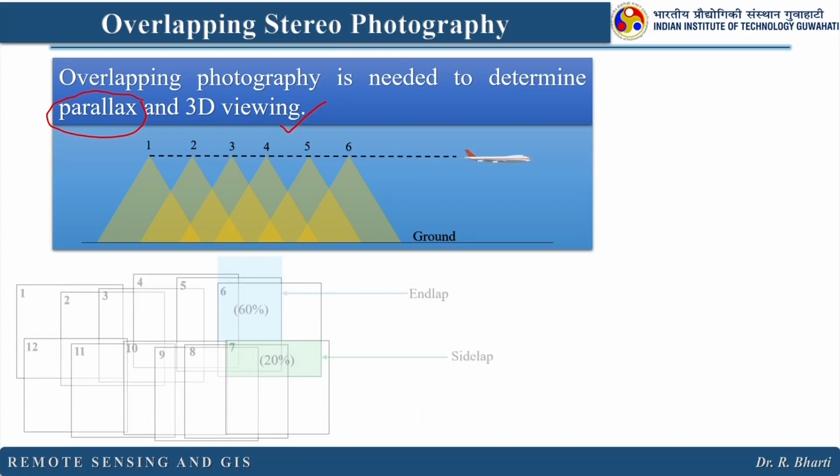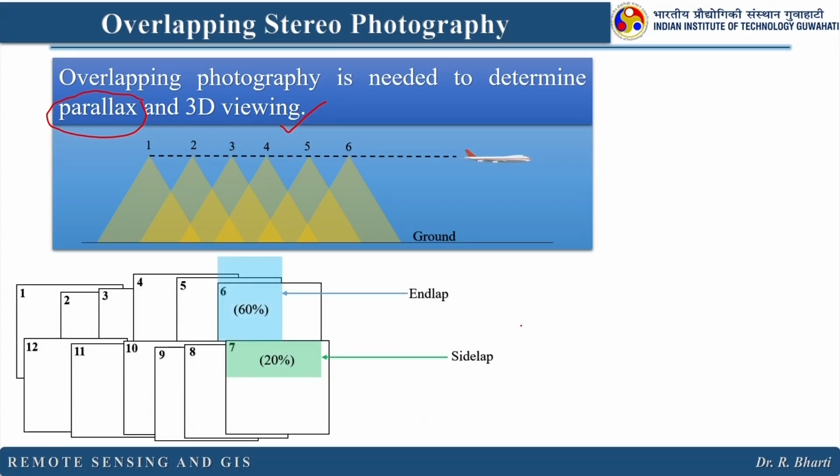If you want to generate a 3D map of an area or of an object, then we need to capture all the sides including the top, and only then can you generate the 3D images. Or it can also help you to study the parallax. And what do you mean by parallax? That we will see.